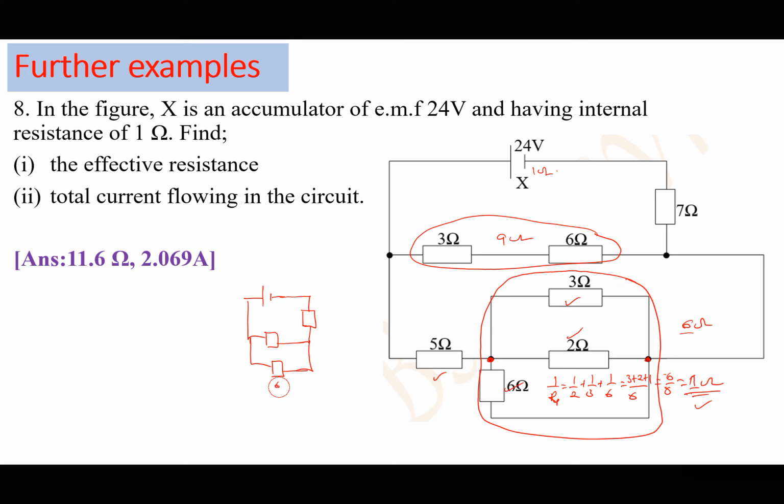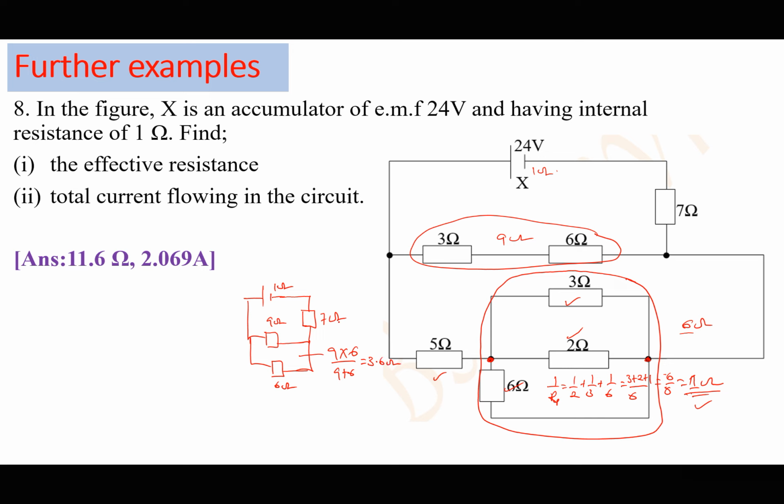So here I have 6 ohms, I have 9 ohms, I have 7 ohms, and I have 1 ohm for the internal resistance. So these are also in parallel again. Since there are only two, I'll say 9 times 6 over 9 plus 6 to give us the total resistance there. So the resistors in parallel are giving us a resistance of 3.6 ohms.